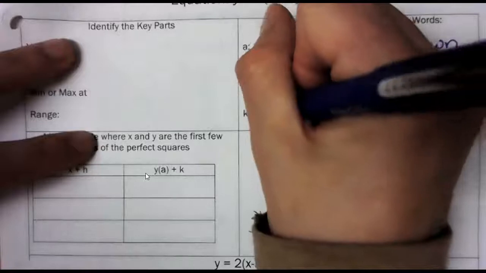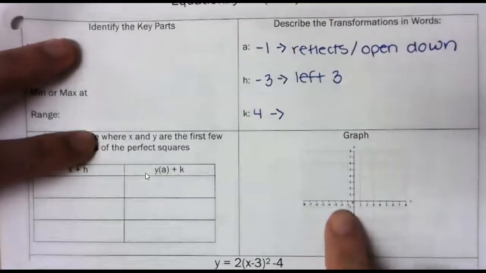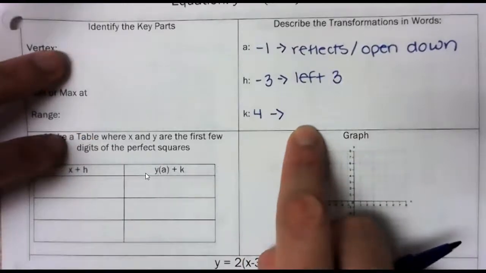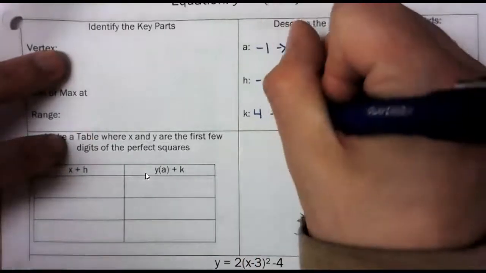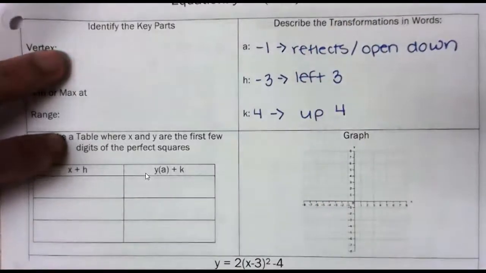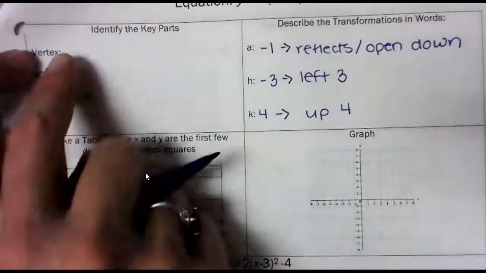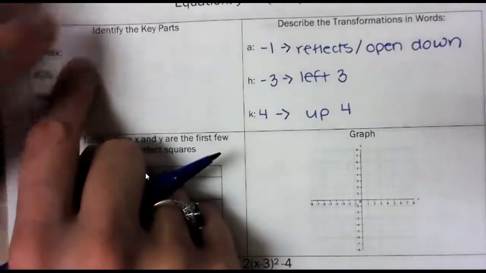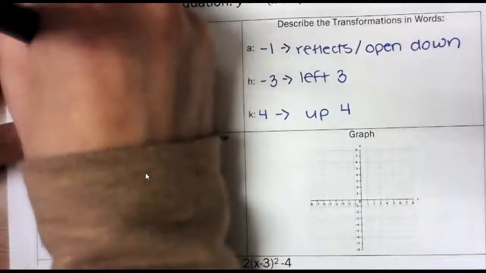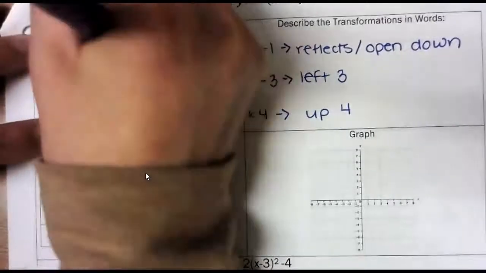Okay. Like Paige. And Ben, the +4. What's that going to do to my graph? Move it up and down. Excellent. It's going to go up 4. Okay, so that makes my vertex what, Caleb? -3, 4. Perfect. Thank you.